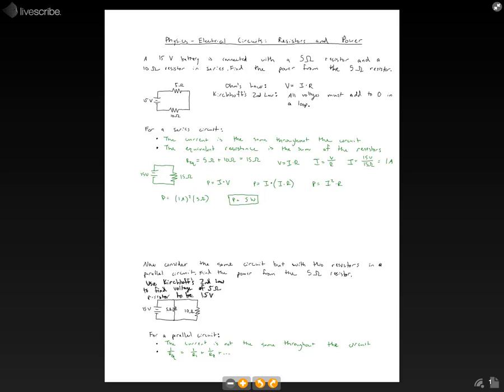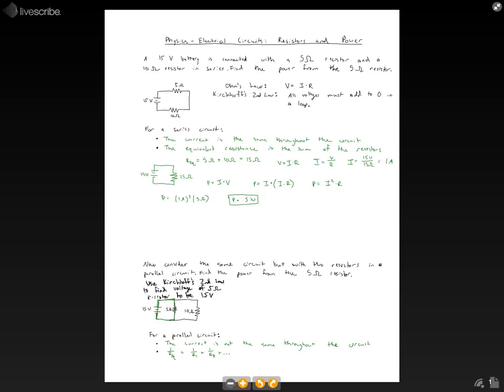We said earlier that Kirchhoff's second law was that all voltages must add to 0 in a loop. So if you think about this, we can think about the loop right here, just including this left side. Since our 15 volt battery provides 15 volts, we know that the voltage drop across the 5 ohm resistor should be 15 volts.